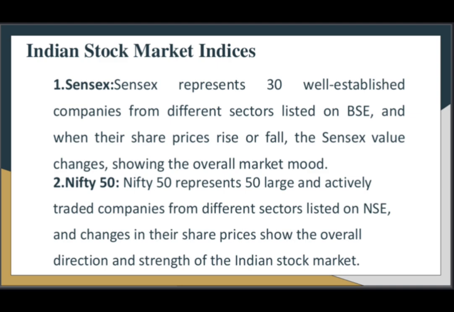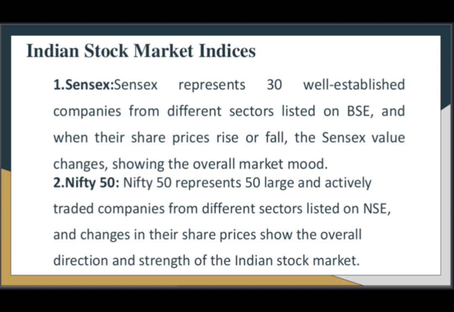Here are the two important stock market indices. The first one is the BSE Sensex. Sensex represents 30 well established and financially strong companies from different sectors listed on BSE. These 30 companies are chosen carefully because they represent the overall health of the Indian economy. So, when the share prices of these companies go up, the Sensex goes up. When their prices fall, the Sensex falls. That means Sensex shows the overall mood of the market, whether investors are confident or fearful.